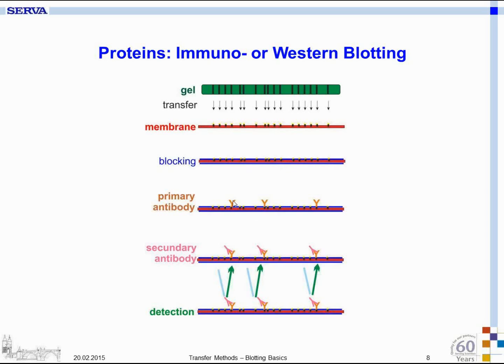And now you can submerge your membrane in a solution of primary antibodies. The primary antibodies will recognize the antigen you are looking for, and then you use a secondary antibody which recognizes the primary antibody, and the secondary antibody has usually a detection system bound to it. For instance, there's a fluorescent detection or chemiluminescence, which give you very, very sensitive detection.